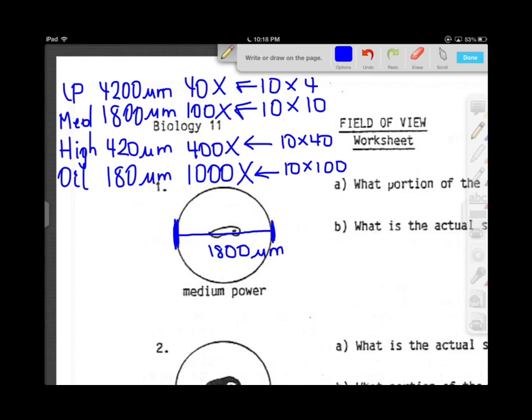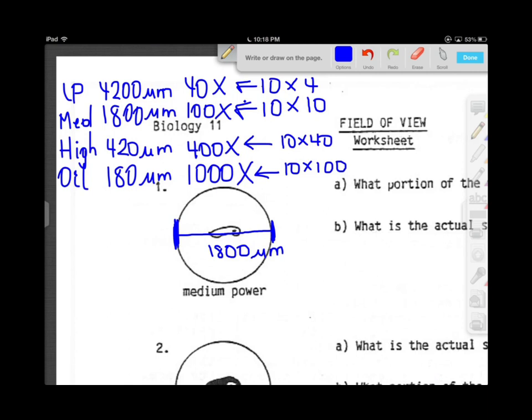So here are our field diameters. 4,200 for low, 1,800 for medium, 420 for high, and you're zoomed in big time on the oil immersion lens, you're down to 180 micrometers. If you look closely, you might actually see a relation between low and high. Kind of see how they're sort of cousins, right? High is 10 times smaller than low. And medium and oil, if you look at them closely, it's like, whoa, oil is 10 times smaller than medium.